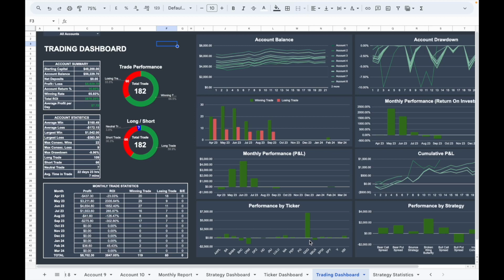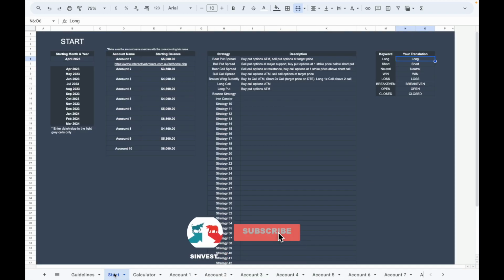data into the journal. Before diving in, head over to the Start tab to set your starting month and year. You can input any month and year and it will list out all the 12 months below. Next, on the right, input the starting capital for each account. Each of the account names here is linked to each individual tab. For example, account 1 here is linked to the account 1 tab.